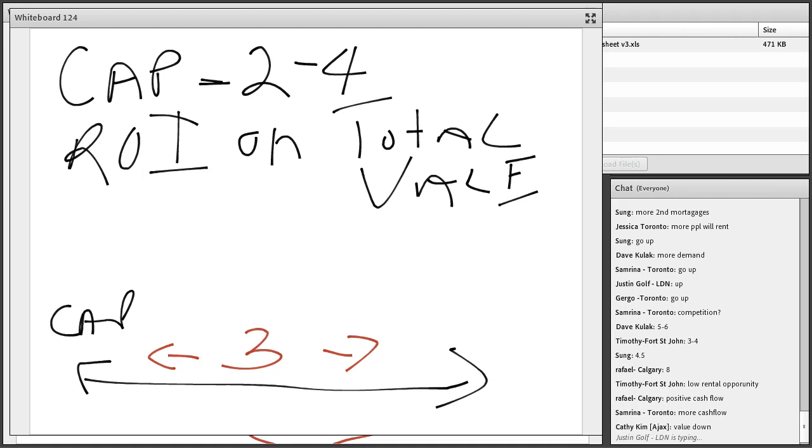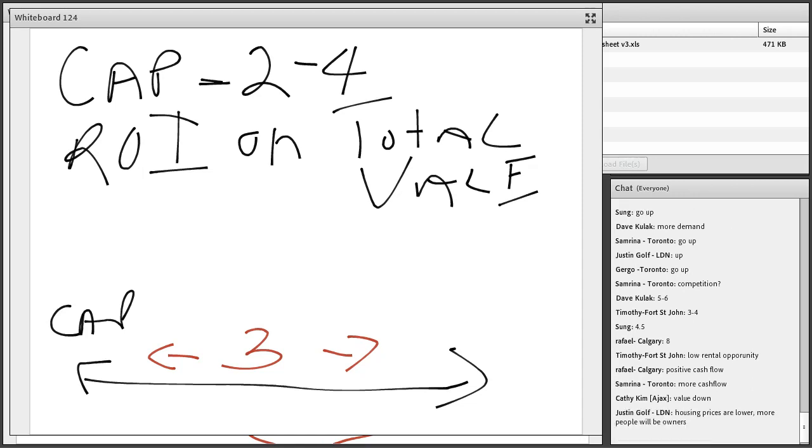But Timothy's got a good point there. Low rental opportunity typically, right? I don't know about low rental opportunity. Maybe the best way to say that, Timothy, is maybe less quality renter. Housing prices are lower, more people will be owners. Yeah, we'll see that. But I want you to imagine going to a place where they have higher than 3, maybe 7 or 8 cap rates. What does that typically mean?